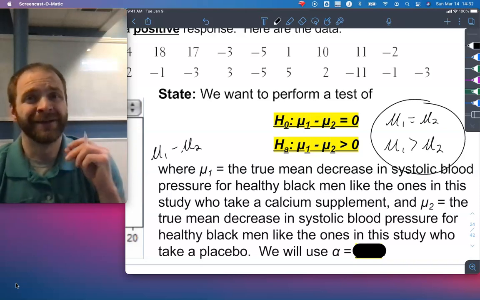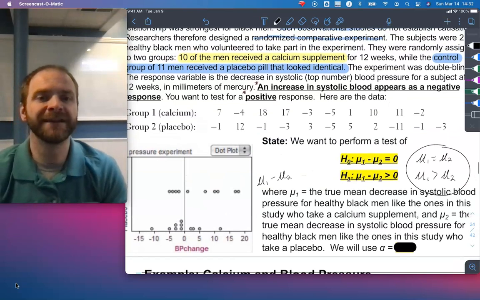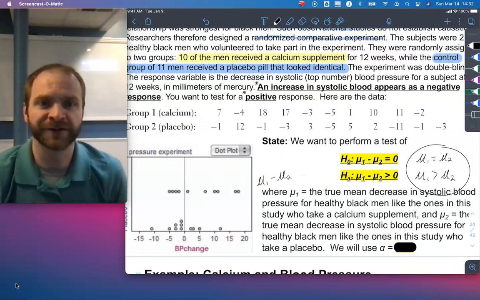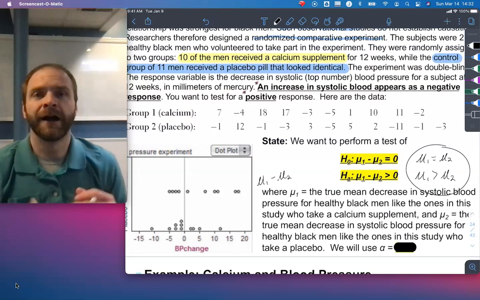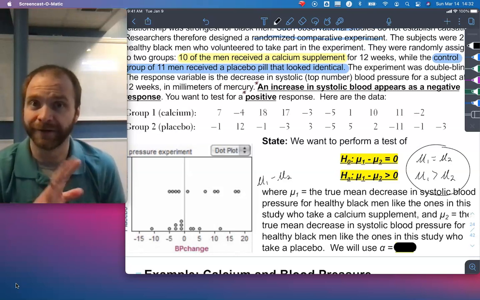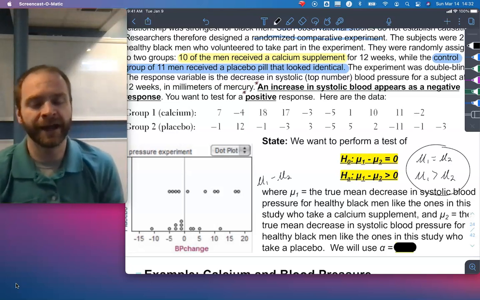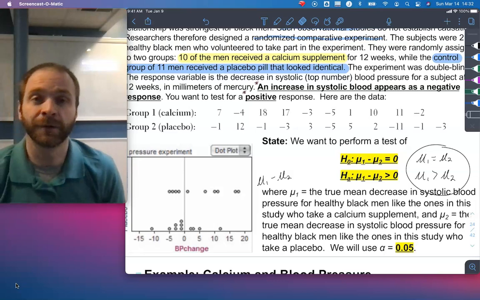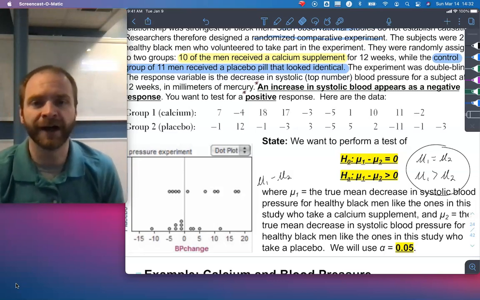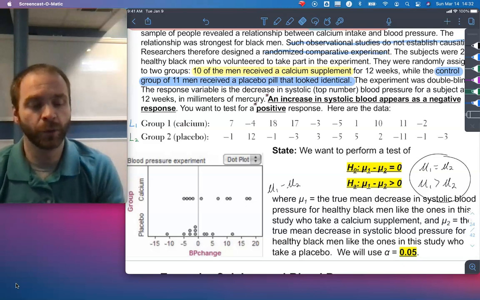And also, mu1 is not the average systolic blood pressure. Mu1 is the true mean decrease in systolic blood pressure for a healthy black man. So the person doesn't have a systolic blood pressure of 7 or -1. That would be really bad. It's the true mean difference that we're looking at. And we have to state our significance level as well, which in this case is 0.05. So there's our state. Now the plan's going to involve some more work.